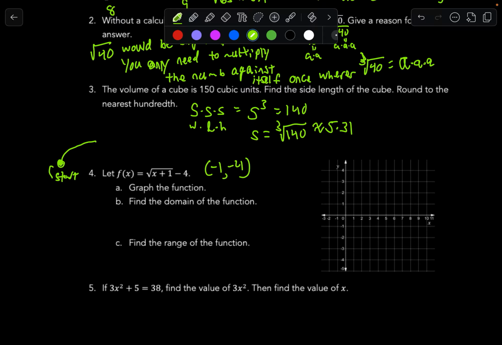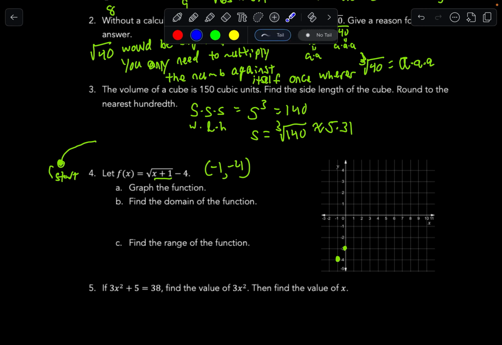Remember, your x's are liars. So when it's x plus 1, it shifts the graph to -1 on the x-axis, and the -4 just means it goes down 4. So the starting point is right there. Then it's so easy to graph. Once you find the starting point, you go over 1. What's the square root of 1? It's 1, and you go up 1, and we're here.